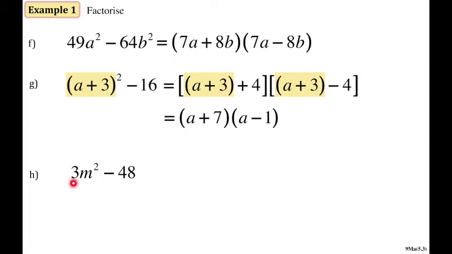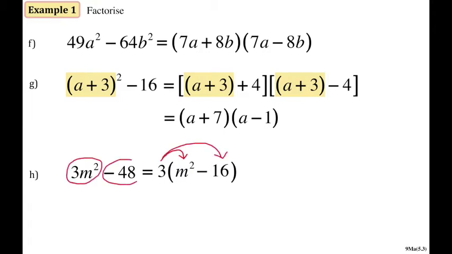Now 3 goes into itself once and 3 goes into 48 how many times? 16. So let's just double check that. 3 times m squared gives 3m squared, and 3 times a minus 16 gives minus 48. So I've factorized that question. Now I want to focus just inside the factorized part of the bracket. M squared take 16 is a difference of 2 squares.